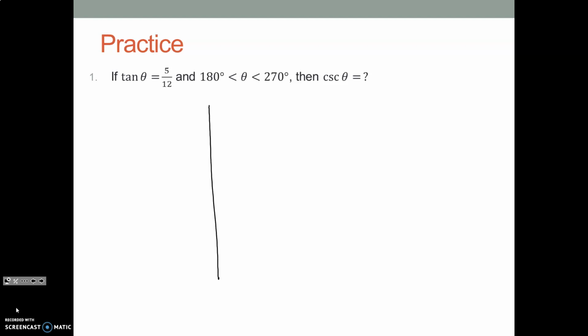Okay, hopefully you guys have paused the video and tried this on your own. 180 degrees and 270, so that means I am down in this segment here. Okay, again, we don't know exactly where it is. We always draw it up to the x-axis. So here is my theta. Okay, and I am given that tangent theta is 5/12.